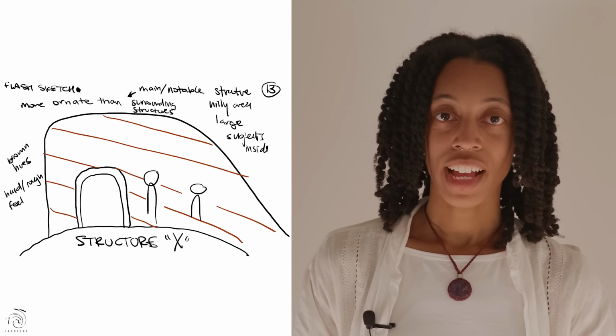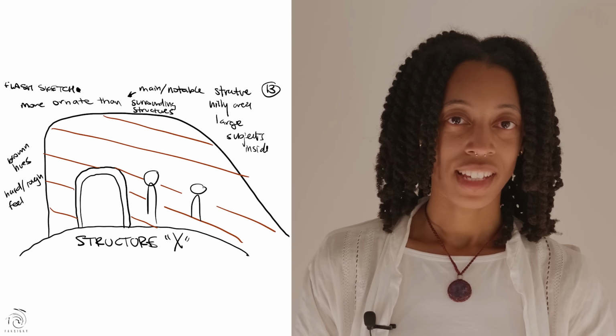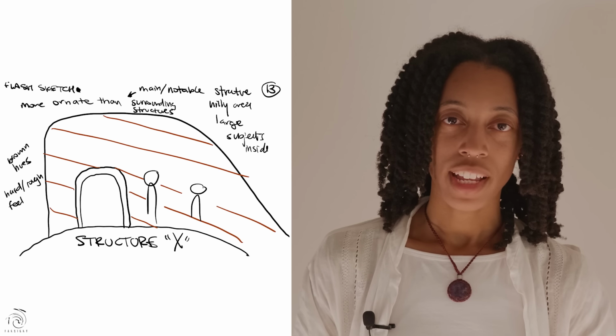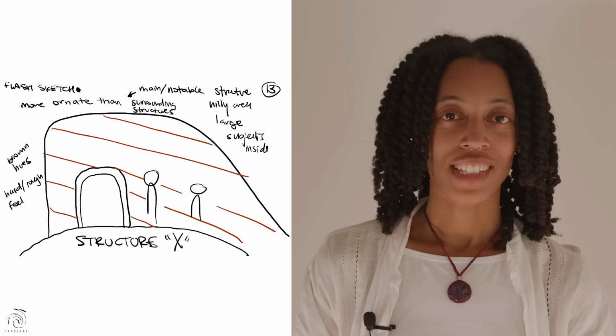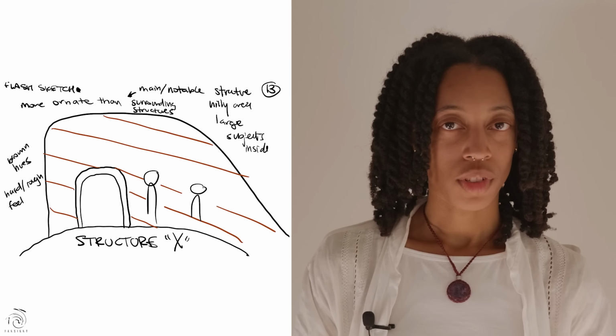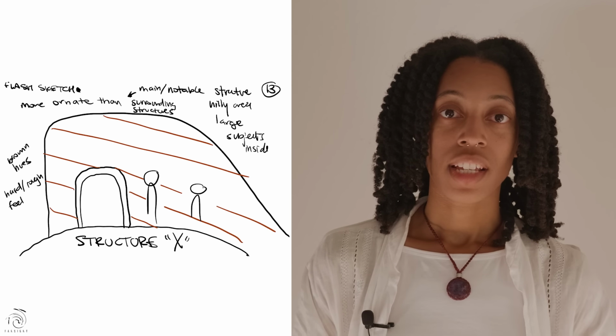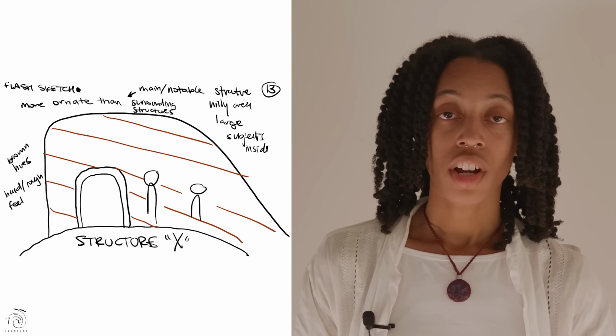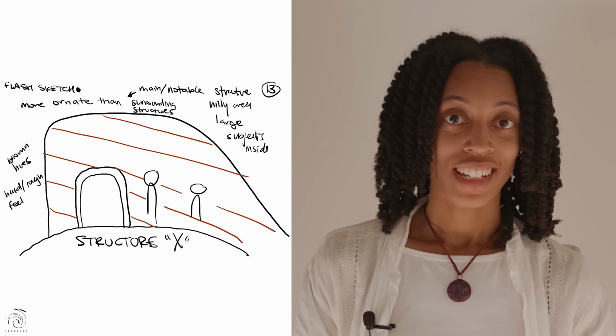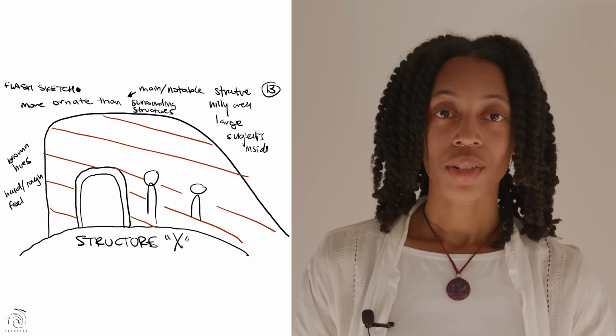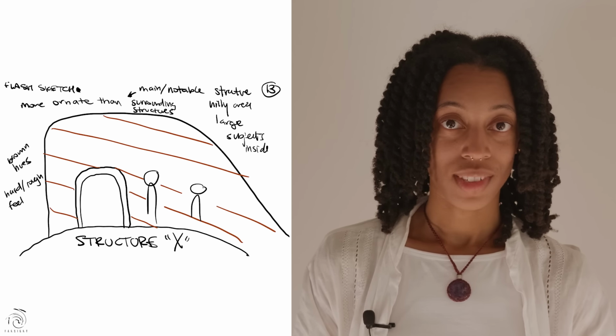I have another flash sketch looking at Structure X. This structure is more ornate than surrounding structures, like it's a main or more notable structure. This is in a hilly area, and it's a large structure with subjects inside. This structure has a hard, rough feel with brown hues.